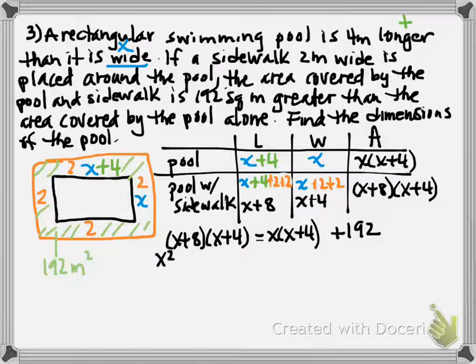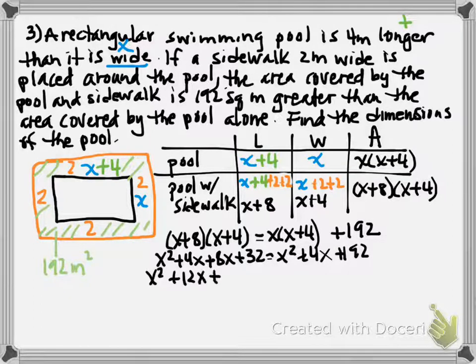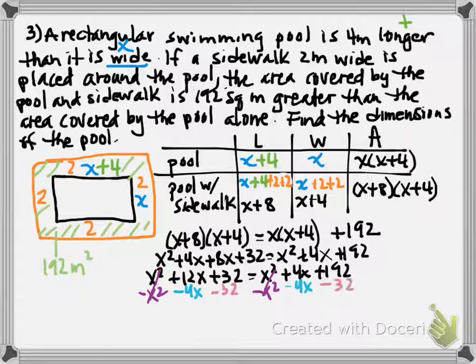Alright, so let's do the math. So we get x squared plus 4x plus 8x plus 32 equals x squared plus 4x plus 192. Combining up like terms on the left, we get x squared plus 12x plus 32 equals x squared plus 4x plus 192. And again, when we start doing opposite operations and we try to get the x squareds alone, they blissfully cancel out. So then we're going to get the x's on the left by subtracting 4x from both sides. We're going to get the constants together on the right by subtracting 32 from both sides.